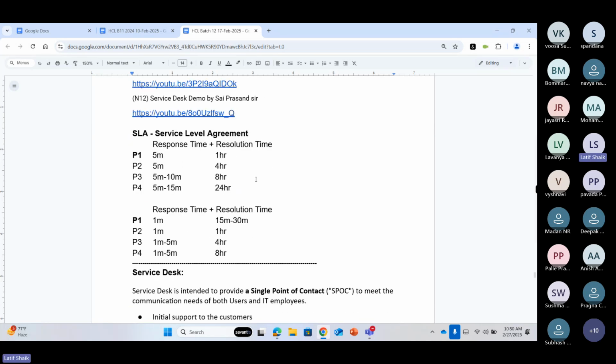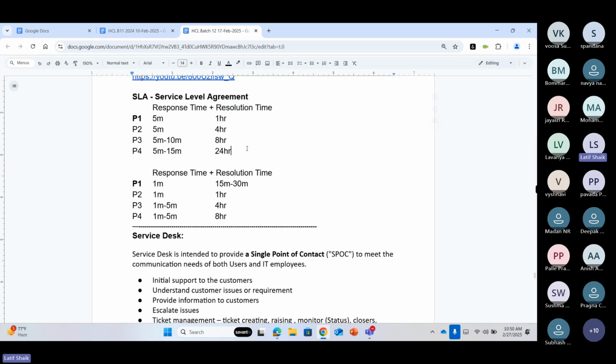Already we discussed this part, right? And response time and resolution time.